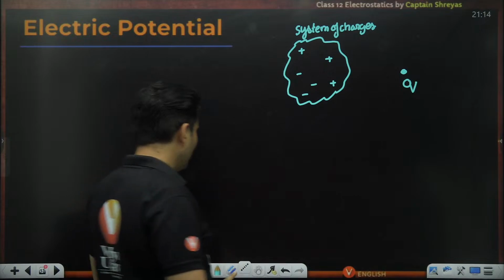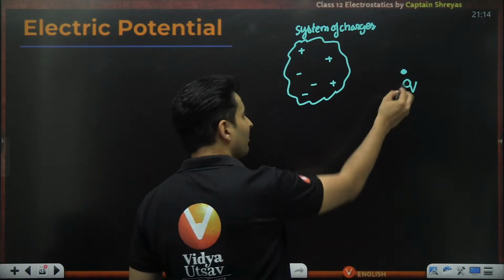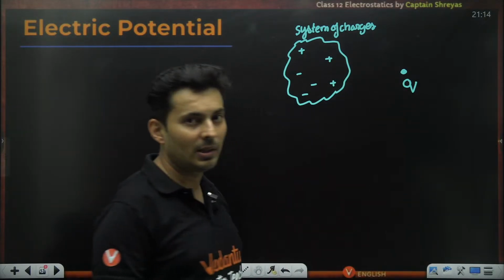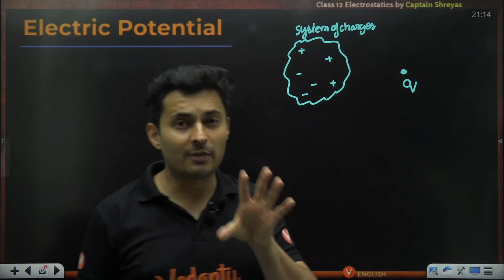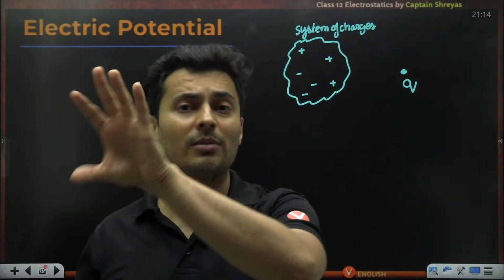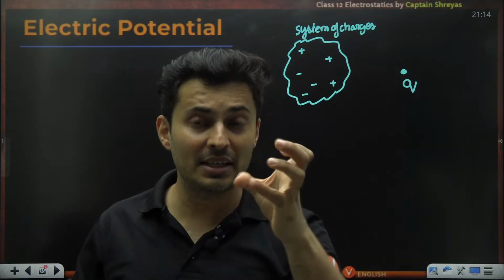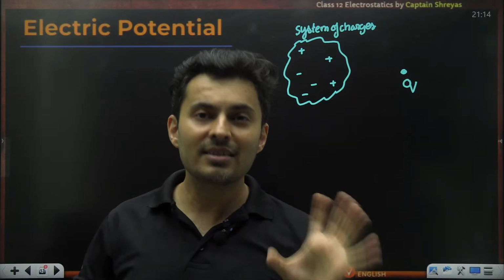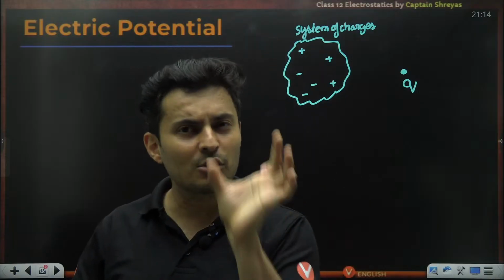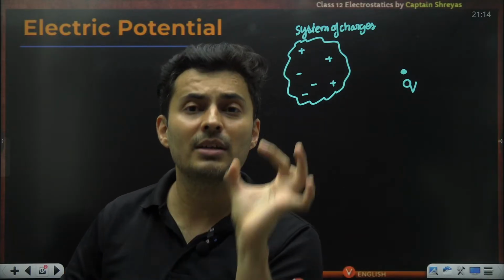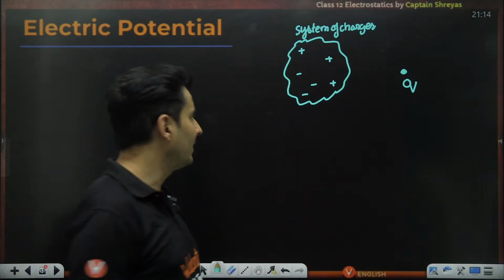So what we do is we say like this, if there is a unit test positive charge, just like field is for the force, which is very specific per unit charge, same way electric potential is for potential energy, which is very specific, which is per unit charge. You can think of it like that.